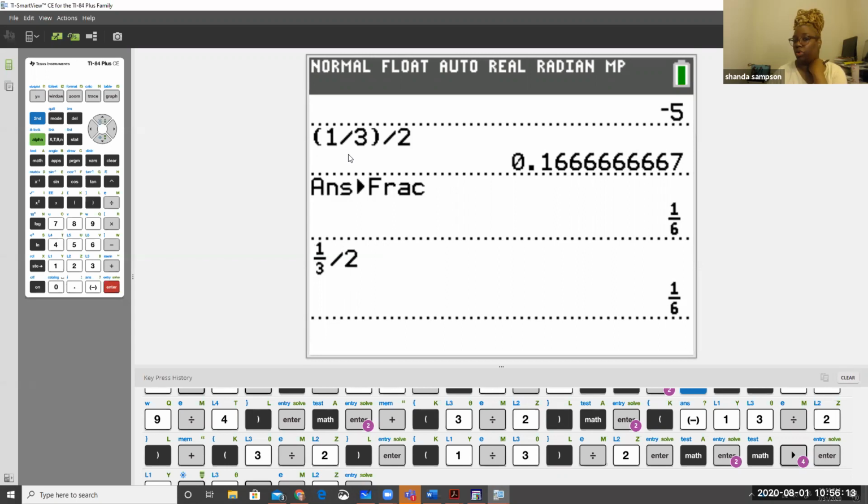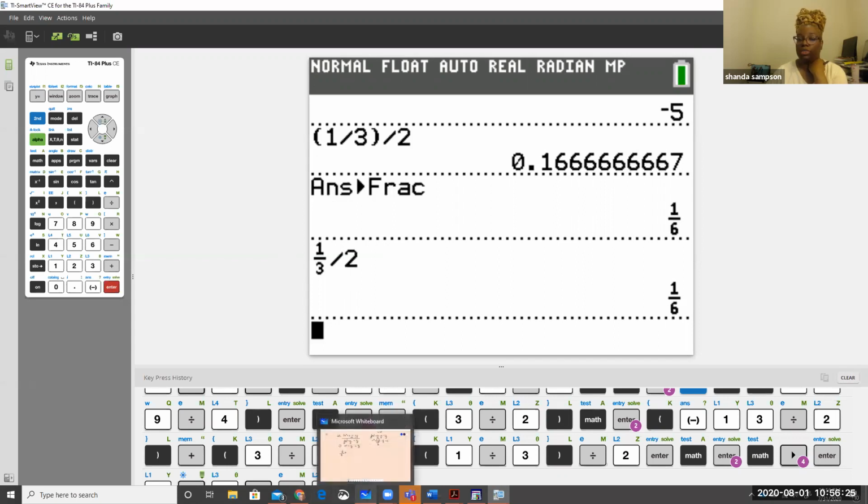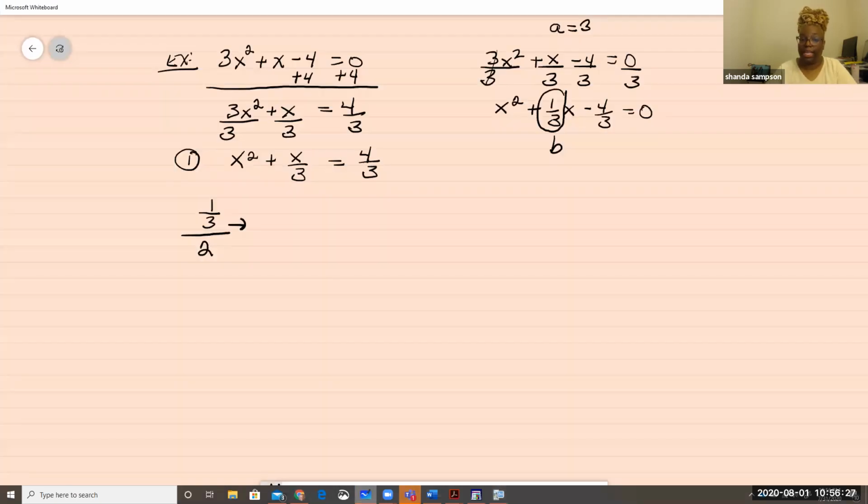You can do the regular way. Just make sure you put 1/3 in parentheses. It won't make a difference now, but sometimes without the parentheses, the calculator will not give you the correct answer. So just keep them in parentheses. So either way, that's 1/6. That's our asterisk, because once we divide by 2, that's our little asterisk.